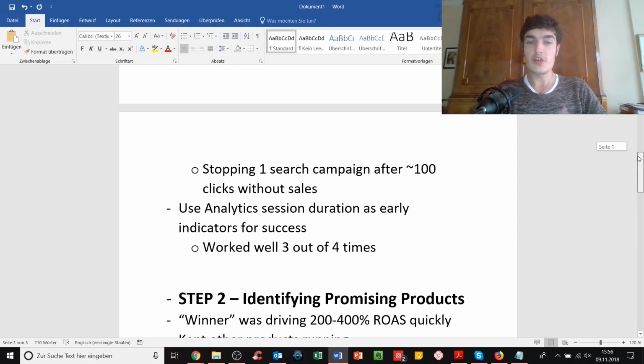So the winner was already driving us 200 to 400% return on ad spend very, very quickly. Within the first 2 or 3 days, we had that one winner on Google Ads doing pretty well. As I said, we were running on an $80 budget per day. So it's normal that you find a winner quicker than if you have a $10 or $20 per day budget. If you have a $10 per day budget and you didn't find your winner after 1 week, don't worry. It's normal if your budget is that much lower.